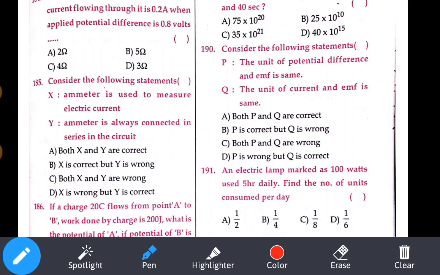Okay, consider the following statements. P: unit of potential difference and EMF is same, correct. Q: unit of current and EMF is same, wrong. So P is correct, Q is wrong. Option number C. Now, an electric lamp of 100 watts is used for 5 hours daily. What is the number of units consumed?